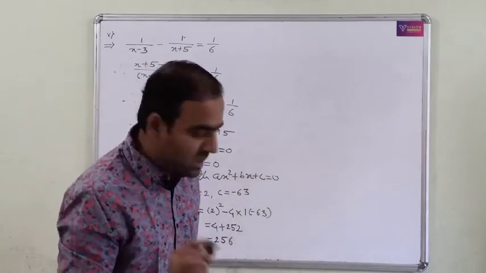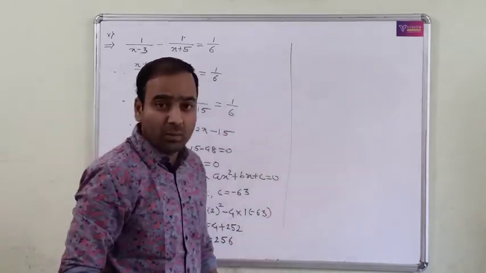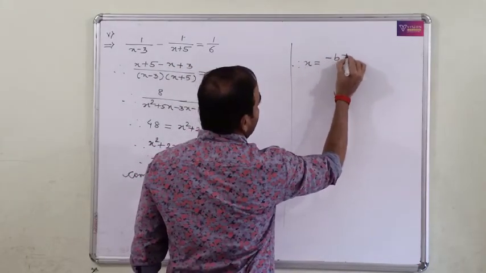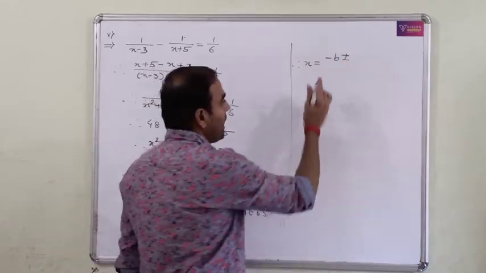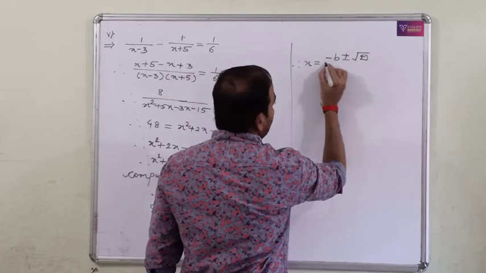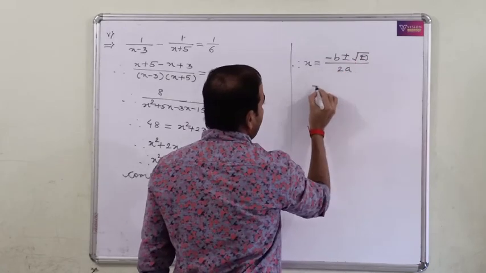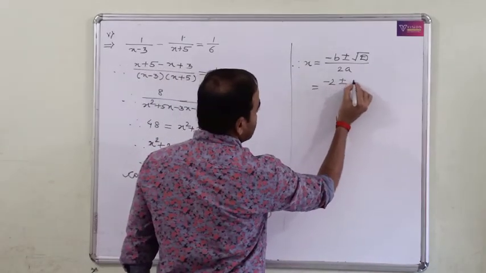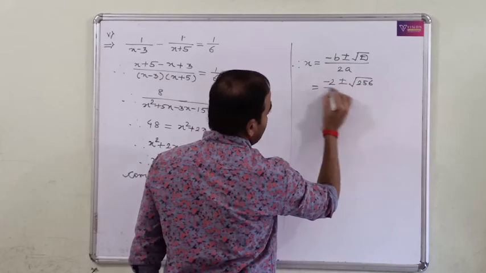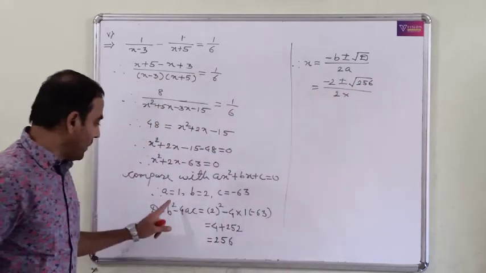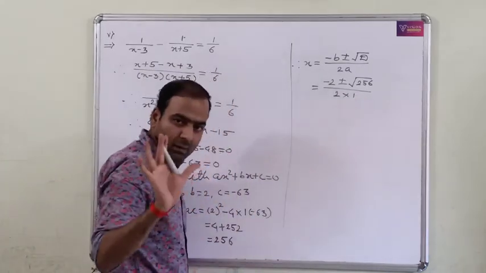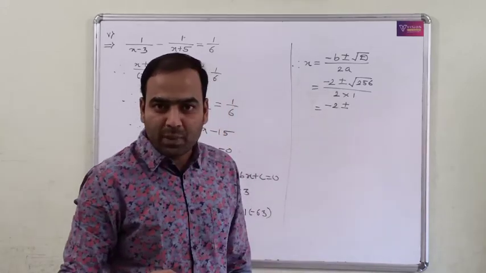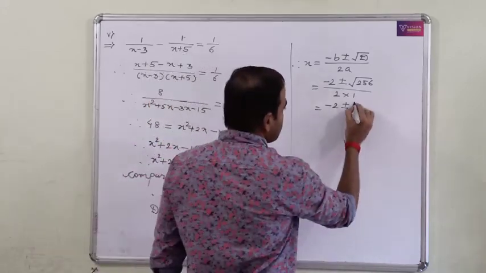ये किसकी वैल्यू है? Discriminant की. Now we have to use the formula. What is the formula? x is equal to minus b plus or minus, क्या फार्मूला है? माइनस बी प्लस और माइनस under root D upon 2a. Minus, what is the value of b? 2, plus or minus under root 256 upon 2 into a का वैल्यू क्या है? 1. Got it? Then we get minus 2 plus or minus, what is the root of 256? It is 16. 16 upon 2.